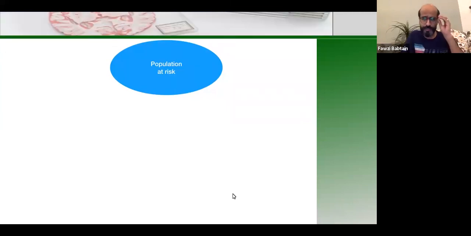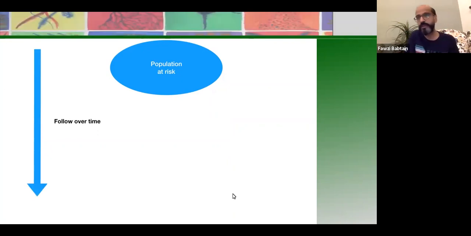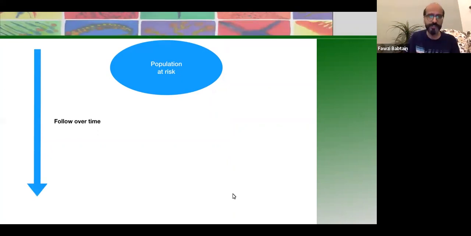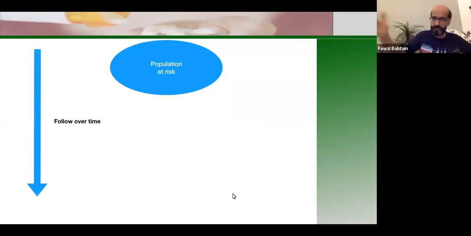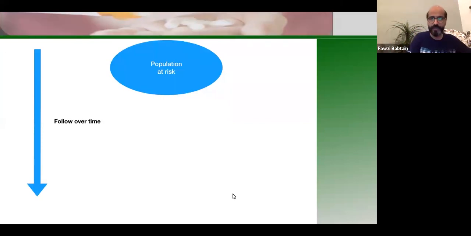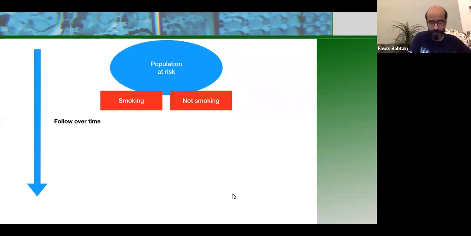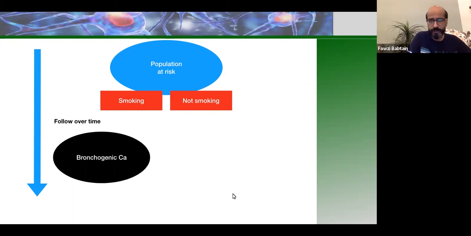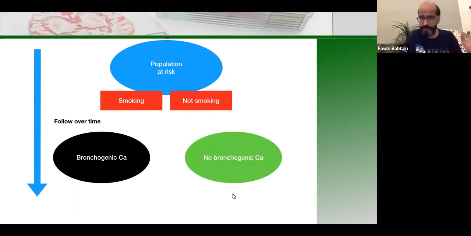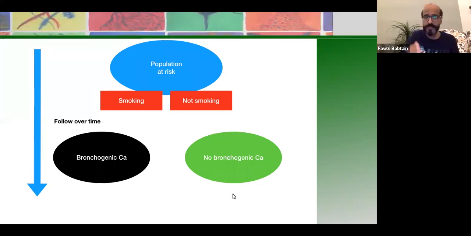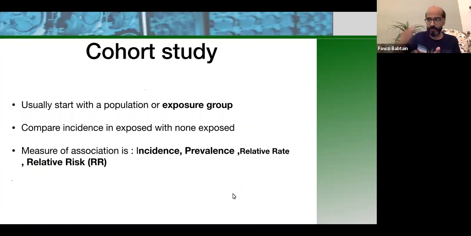Now, this is my population at risk, and everyone is at risk if I think of bronchogenic cancer. So this is a population, and I follow them over time. I start with them and say, you know what, I'm going to follow you for 5 years, for 10 years. You have the funds, you have the time, you have a team that you can run this type of study. Over time, you will find people who smoke, you will find people who don't smoke. And then eventually, people will develop bronchogenic carcinoma, or people will never develop it. This is what will happen. This is a cohort study. You start and you follow people.